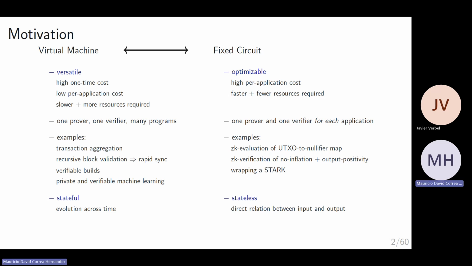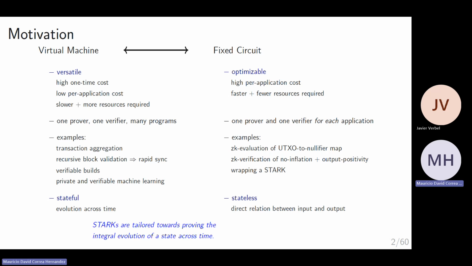One important distinction between these two models of representing computations: in the virtual machine world, everything revolves around a state that evolves across time. You can think of the state as all the bits inside your processor as it updates its own state by fetching an instruction, reading memory, and performing some logical operations on its registers. Whereas in the fixed circuit model, there's no such thing as a state. You just have one very complicated relation between the inputs and the outputs directly.